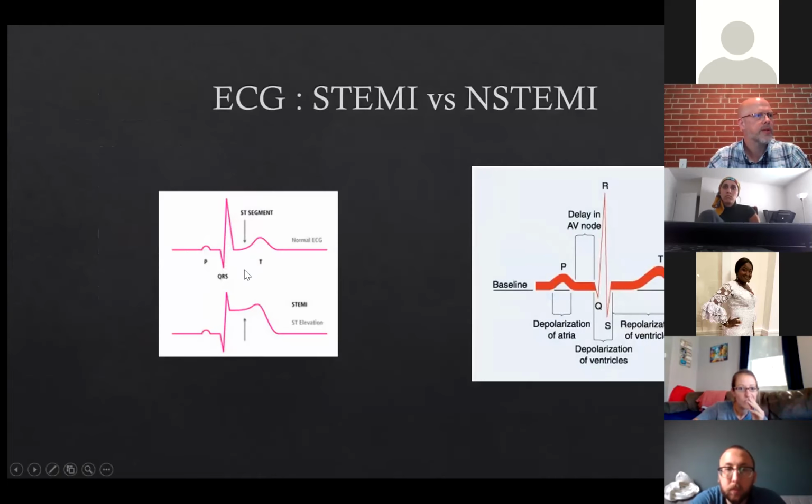Here's another picture of what the elevation looks like. Here would be the normal ST segment, and here's ST elevation. You can see that the QRS does not come back down to the isoelectric line and stays elevated.